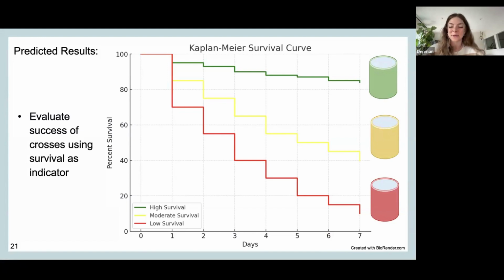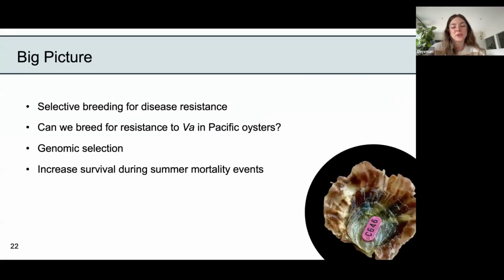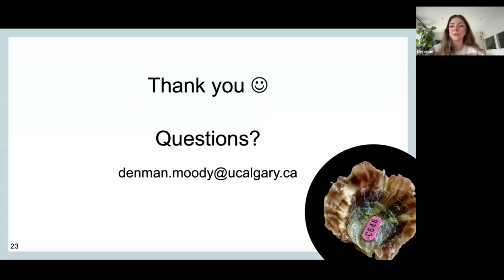So the big picture for this project is we wanted to try to selectively breed for disease resistance, asking the question: can we breed for resistance to Vibrio aestuarianus in Pacific oysters using genomic selection? Ideally, this is meant to increase survival during the summer mortality events on our coast and bolster our aquaculture industry here.